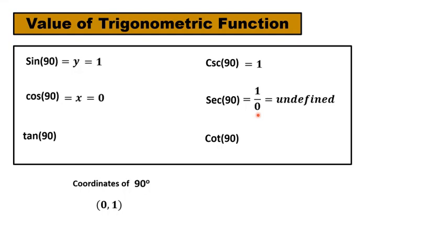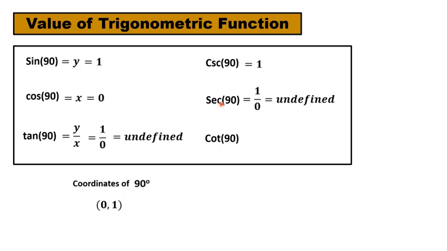Kahit i-type nyo yan, or I think hindi yan matatype sa scientific calculator. So, yan po ay undefined. Okay? So, next one is tangent 90. So, that is y over x. So, that will be 1 divided by 0. So, same with secant 90, that is 1 over 0. So, ito po ay undefined.